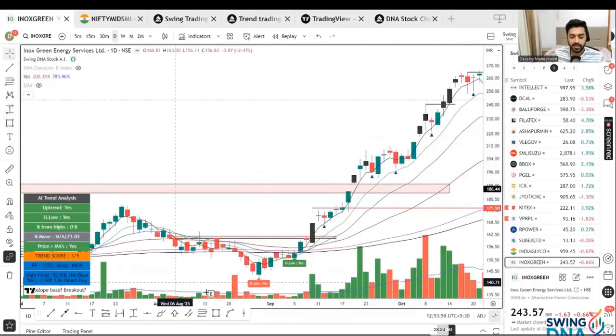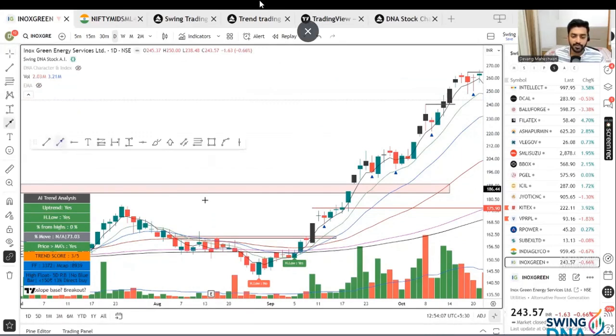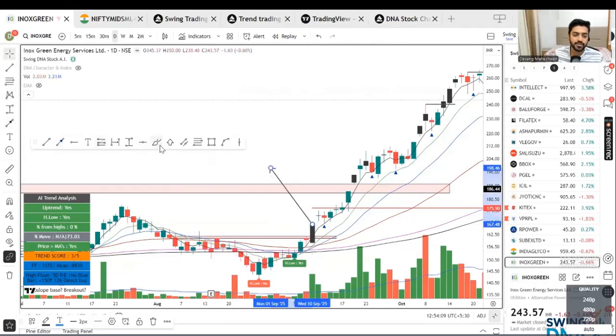Now understand this, that not every stock in which it happens will become a big mover. Okay, that's where your probability rates come into the picture. Not every candle that will have this will become a big mover. Okay.